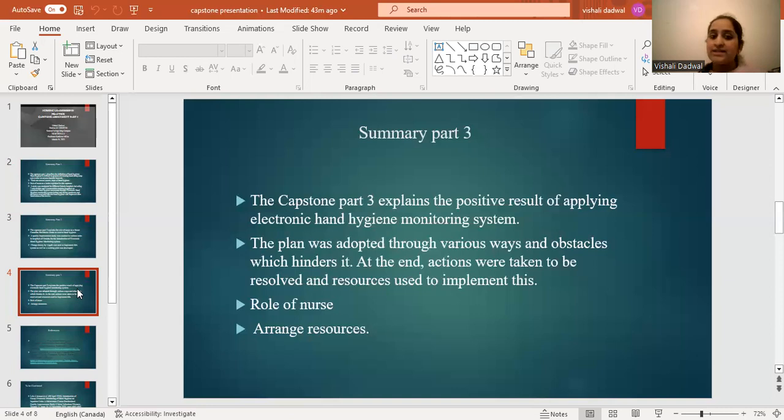So the next one is the role of the nurse. There are different types of roles of a nurse. The nurse also acts like a supervisor in this capstone, supervising the infrastructure of the hospital. If the infrastructure of the hospital is not up to date, the hospital is not able to install the electronic hand hygiene monitoring system into their ceiling.